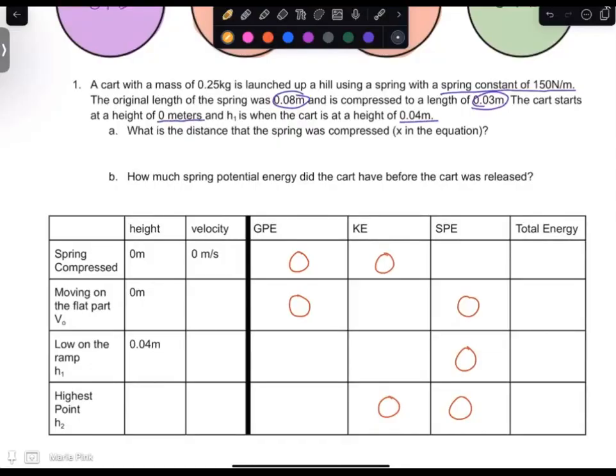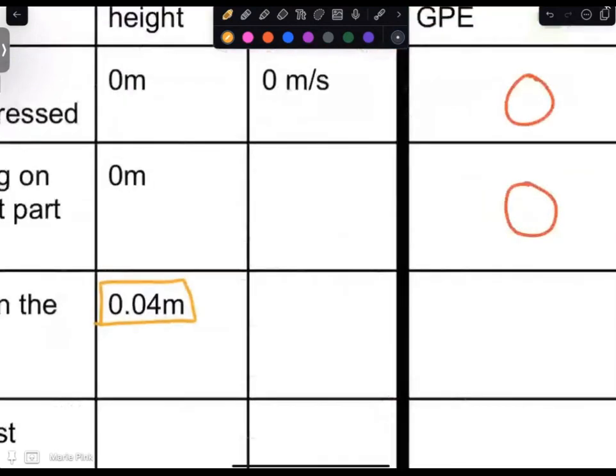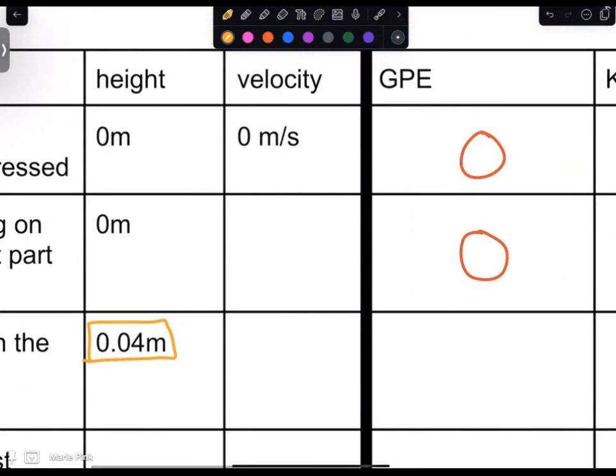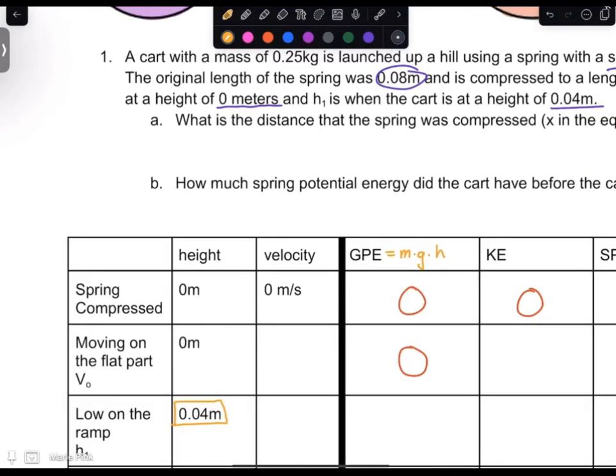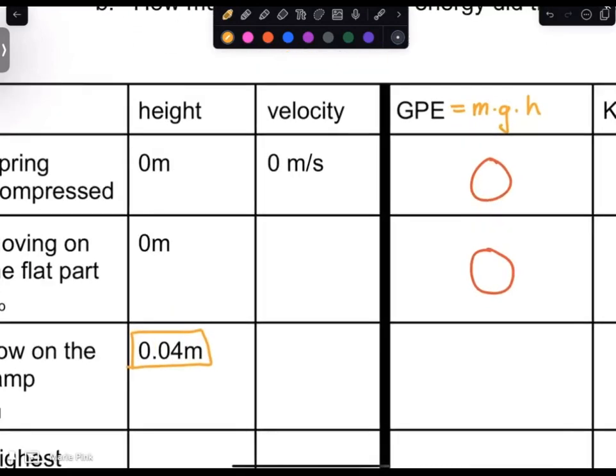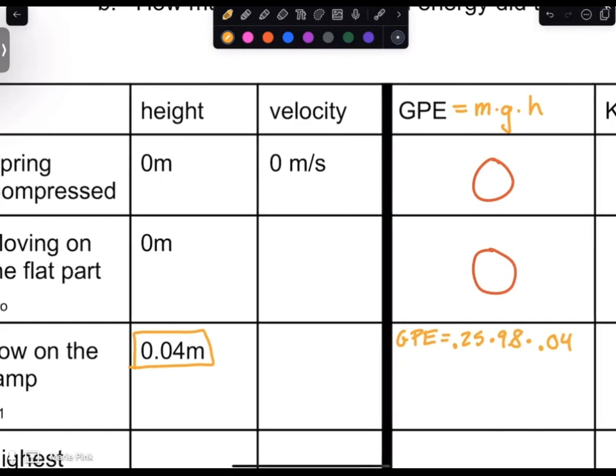All right, so there's 2 things that we know. One, we have a height here. And if we have height, that means that we can find gravitational potential energy, because gravitational potential energy is mass times g times height. So in this problem, the mass is 0.25 kilograms. So that means my gravitational potential energy is going to be 0.25 kilograms times 9.8, because we're on Earth, times the height of 0.04 meters.